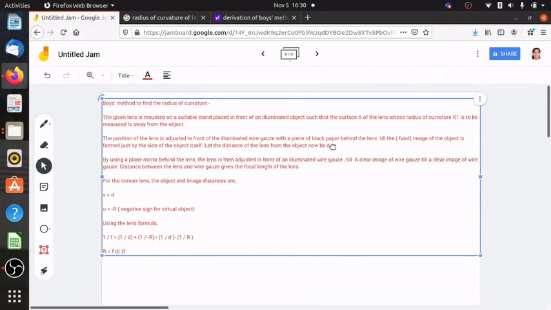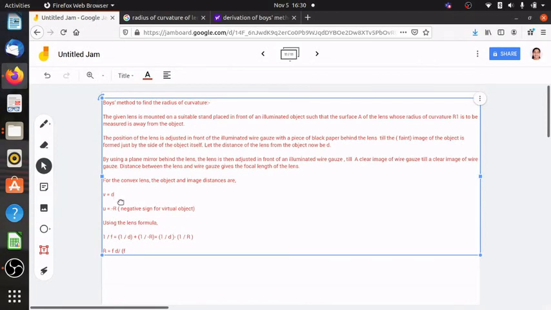This object means that wire gauze. Let the distance between the lens and the object be measured, and let it be d, small d. Then focal length can be found out by using a plane mirror behind the lens, and the lens is then adjusted in front of an illuminated wire gauze till a clear image is formed, and then the distance between the lens and wire gauze will give the focal length of the lens.